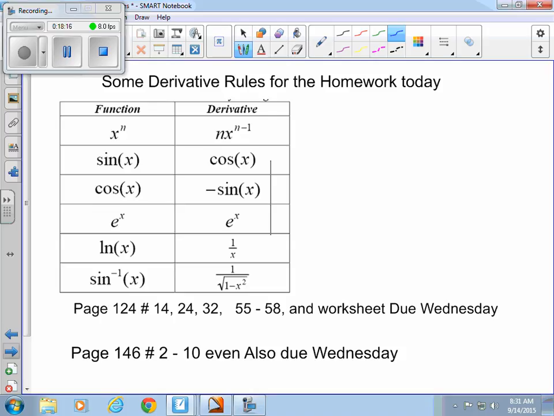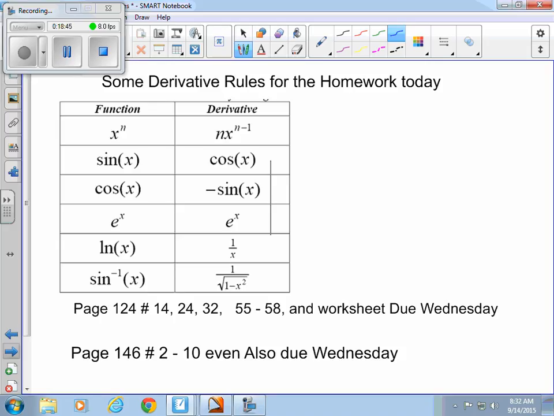Of course, the first one's the power rule. I hope you know that already. The derivative of sine of x is cosine of x. You don't know why yet, but it is. The derivative of cosine of x is negative sine of x. The derivative of e to the x is e to the x. The derivative of natural log of x is 1 over x. And the derivative of sine inverse of x is 1 over the square root of 1 minus x squared.